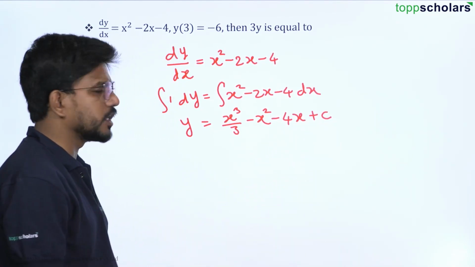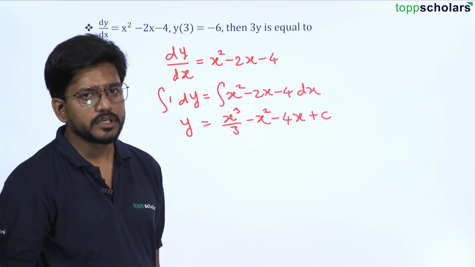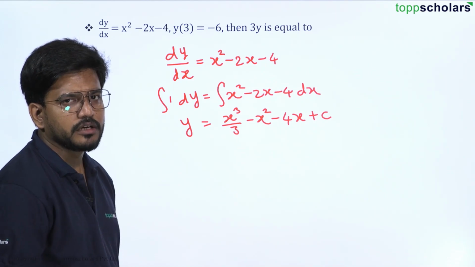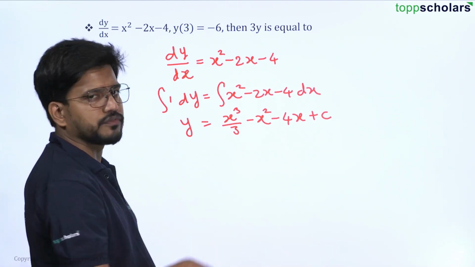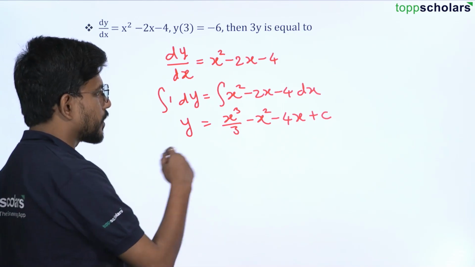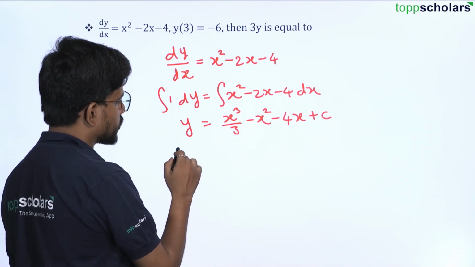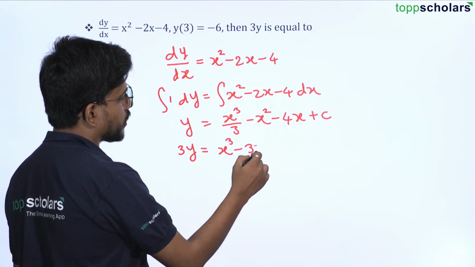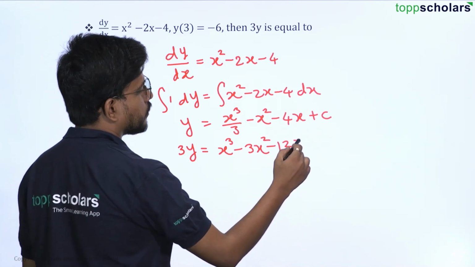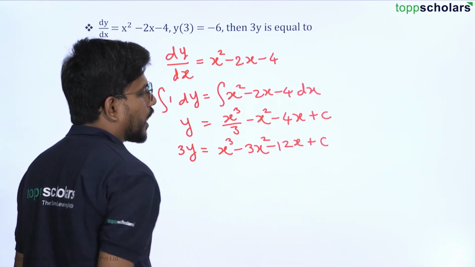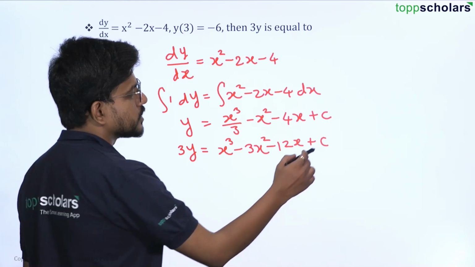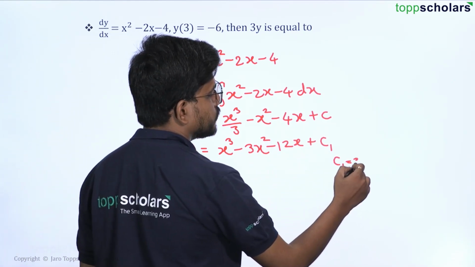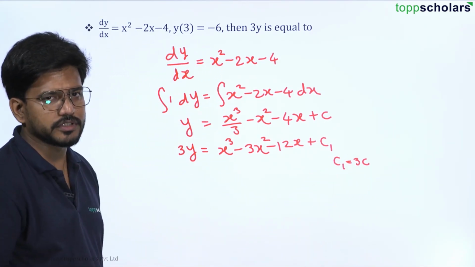Now the problem over here is that I don't know the value of c. Now how am I going to get the value of c? I will have to put down the initial conditions for that. But let me check this. I need the value of 3y, right? So what I will do is multiply both sides by 3. This will be x cube, this will be 3x square, this will be 12x, and this will be plus c. Now I don't know the value of c. This will be plus c1, right? Where c1 is equal to 3c. All I care about is getting the value of c1, that's it.